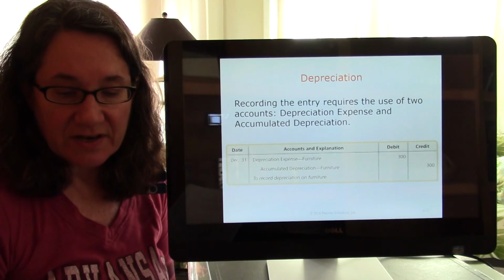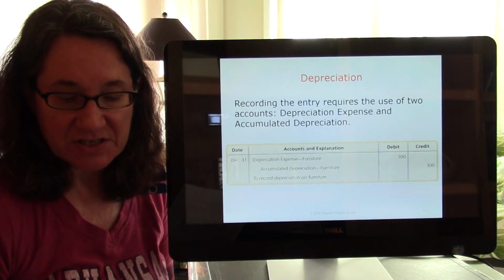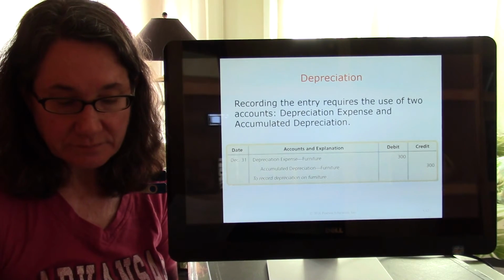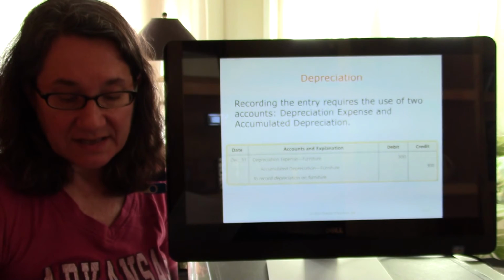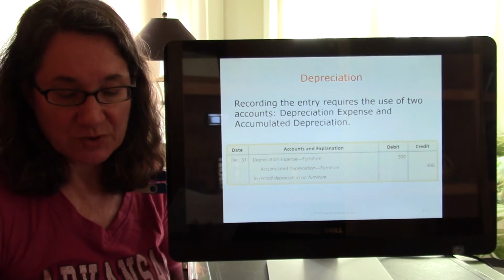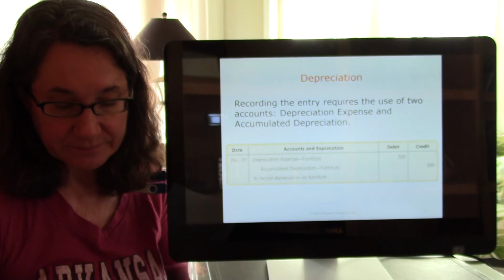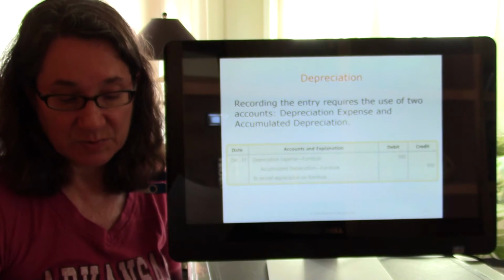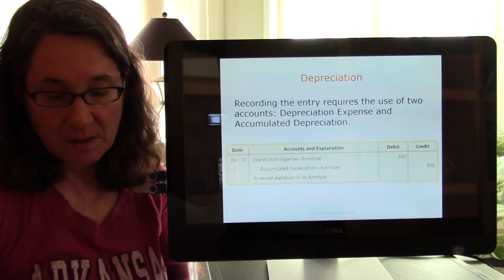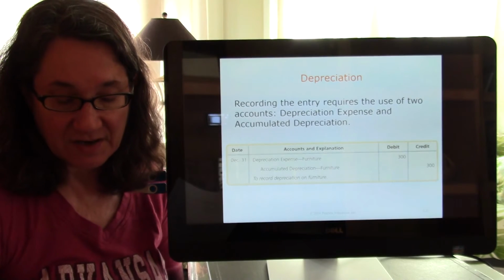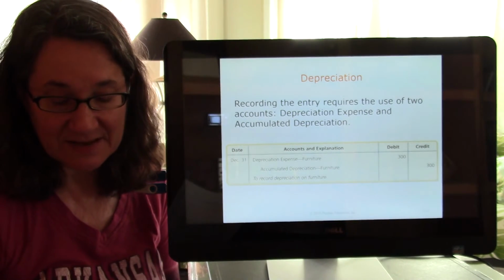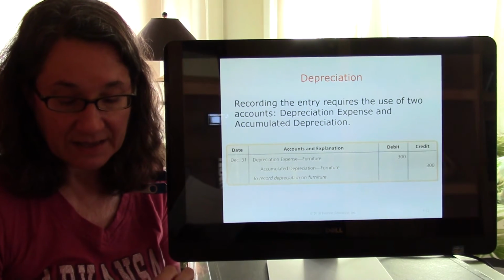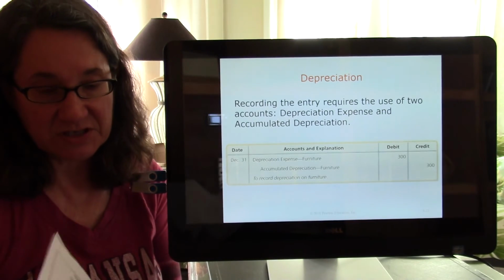The adjusting journal entry records a debit to depreciation expense of $300 for the 1 month the furniture has been used. The corresponding credit is accumulated depreciation for the same $300. Every plant asset will have its own corresponding accumulated depreciation account. The book value for the furniture as of December 31 would be $17,700, which is the original cost of $18,000 less the $300 accumulated depreciation for the month.